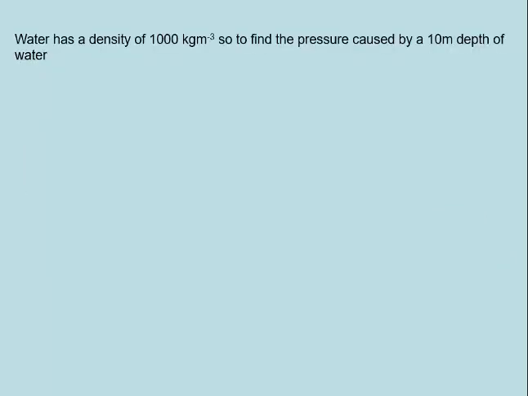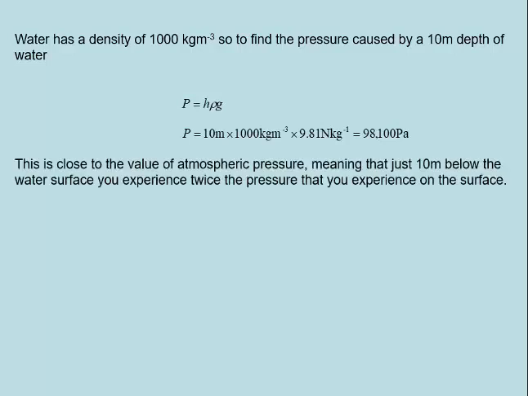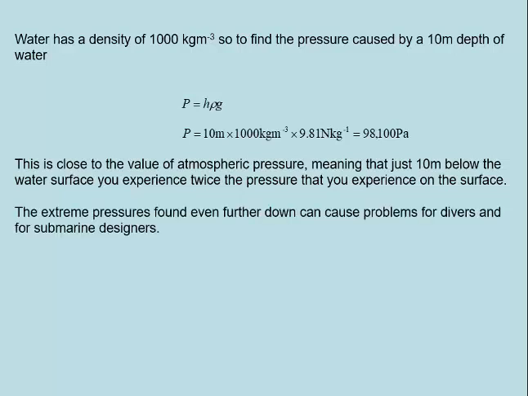Water has a density of 1000 kilograms per cubic metre. So to find the pressure caused by a 10 metre depth of water, we can use this formula. Pressure is depth times density times gravitational field strength. At a depth of 10 metres, 1000 kilograms per cubic metre, gravitational field strength 9.81 newtons per kilogram, gives 98,100 pascals. This is close to the value of atmospheric pressure, meaning that just 10 metres below the water surface you experience twice the pressure that you experience on the surface. The extreme pressures found even further down can cause problems for divers and for submarine designers.